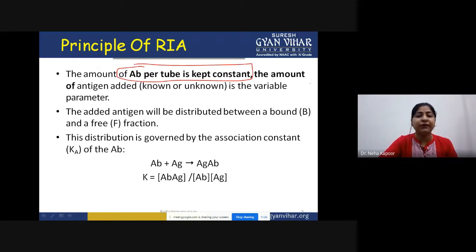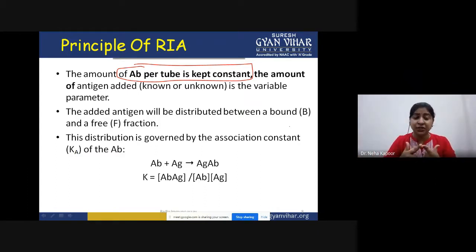However, the amount of antigen added, whether it is known or unknown, would be the variable parameter. Suppose you have taken the serum from a patient, you can use different concentrations of that serum, or different volumes of the serum, because the antigen concentration will vary depending upon the volume also. So the added antigen will be distributed either in bound form or as a free fraction. That means if the particular antibody has already been added, the antigen will either bind to that antibody, or it would remain in the free form.